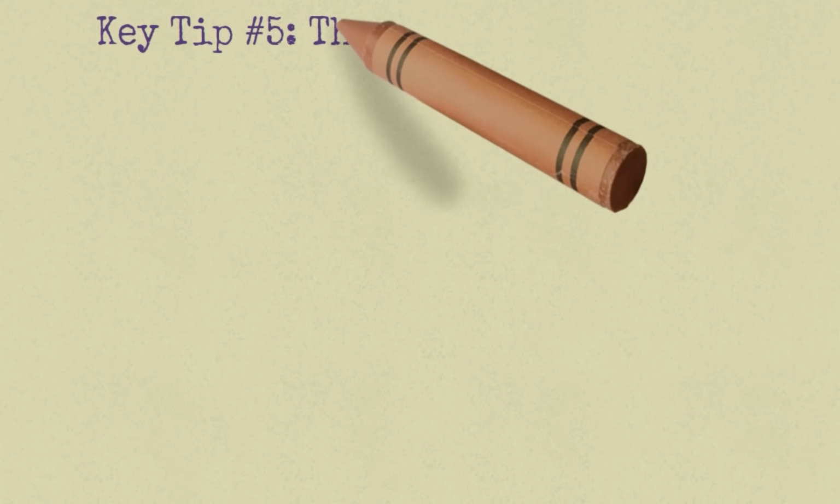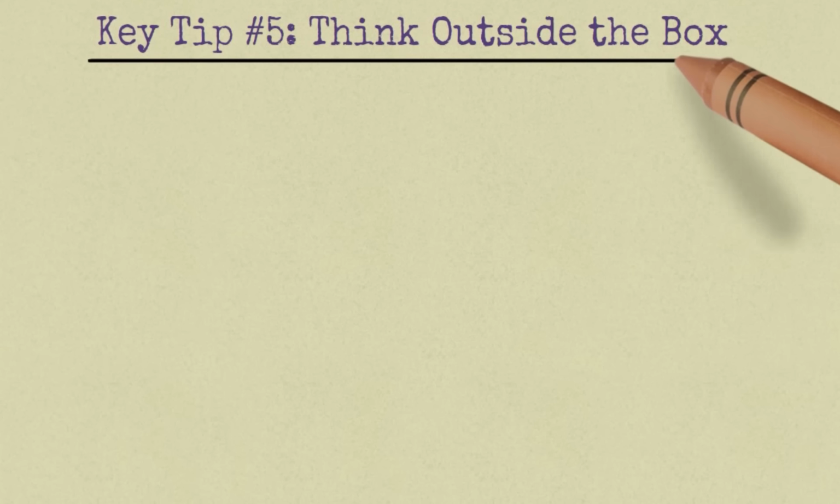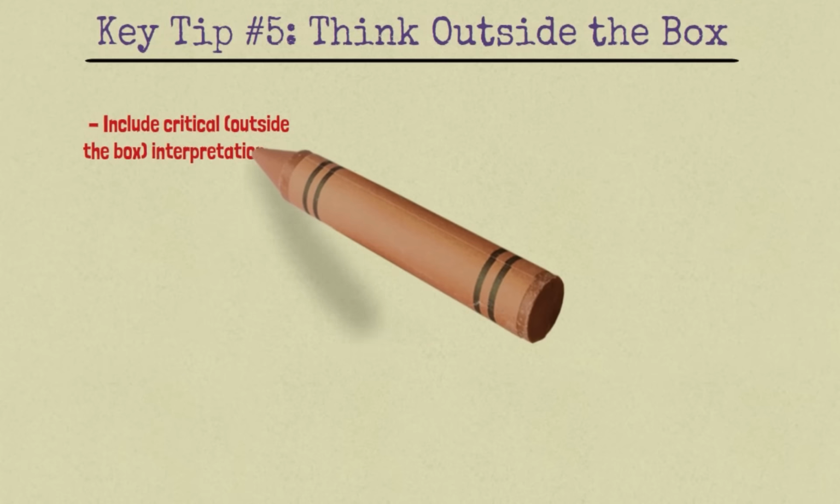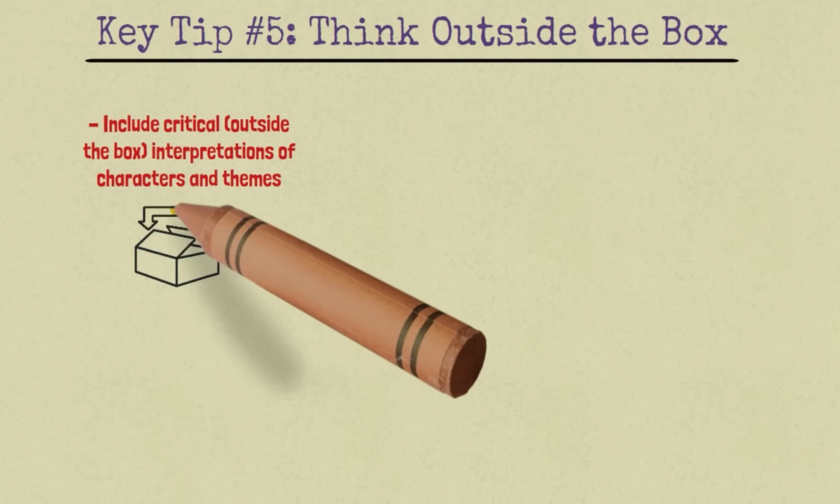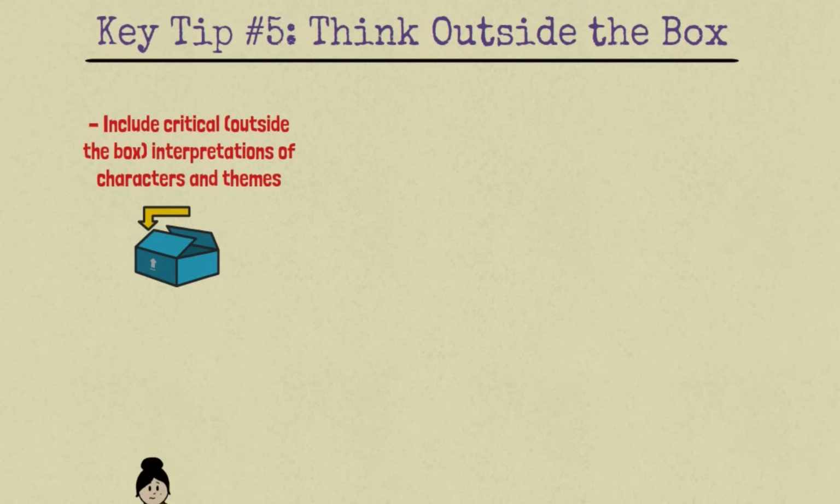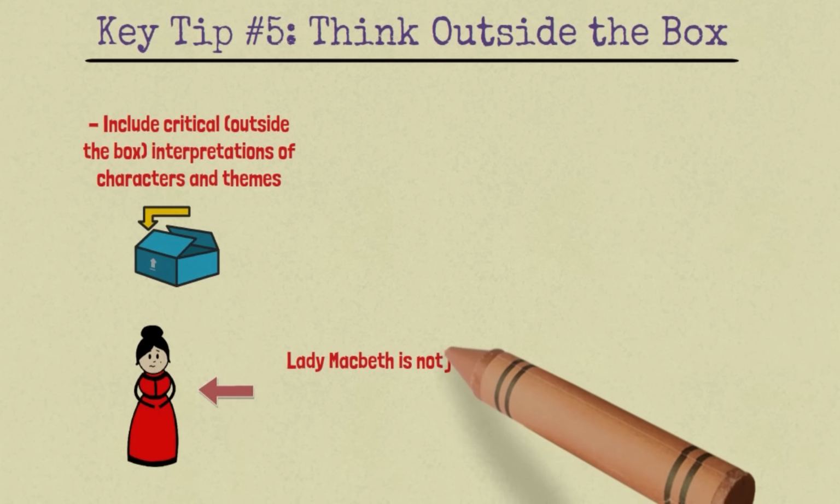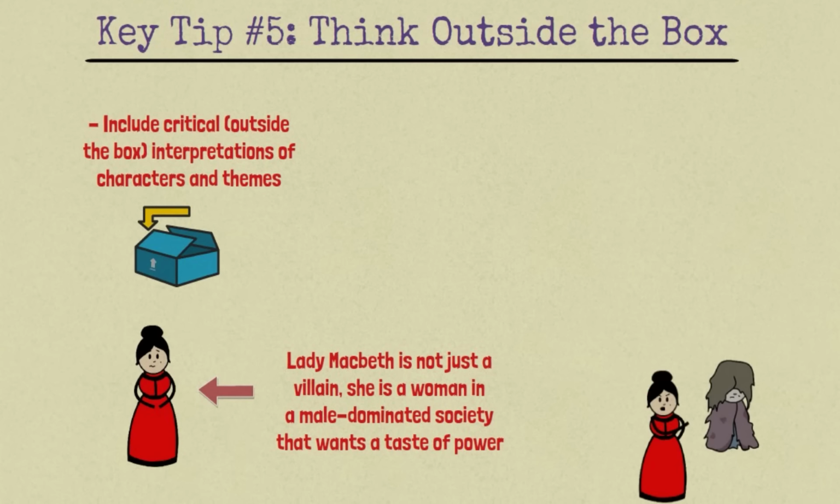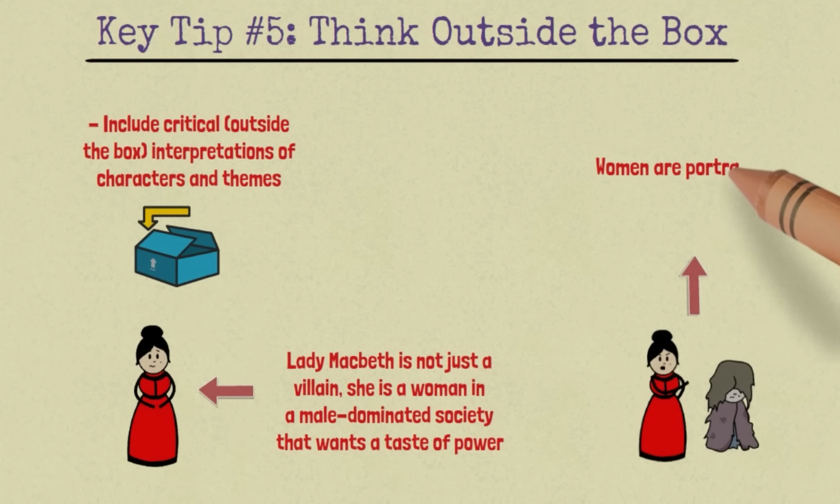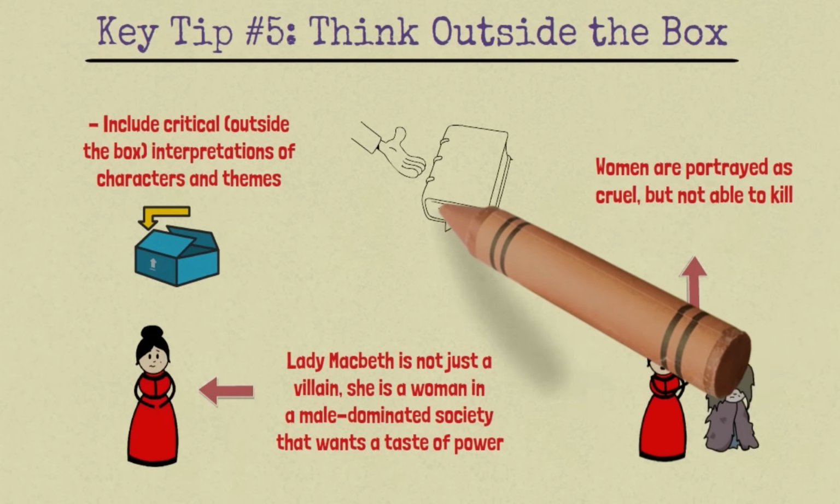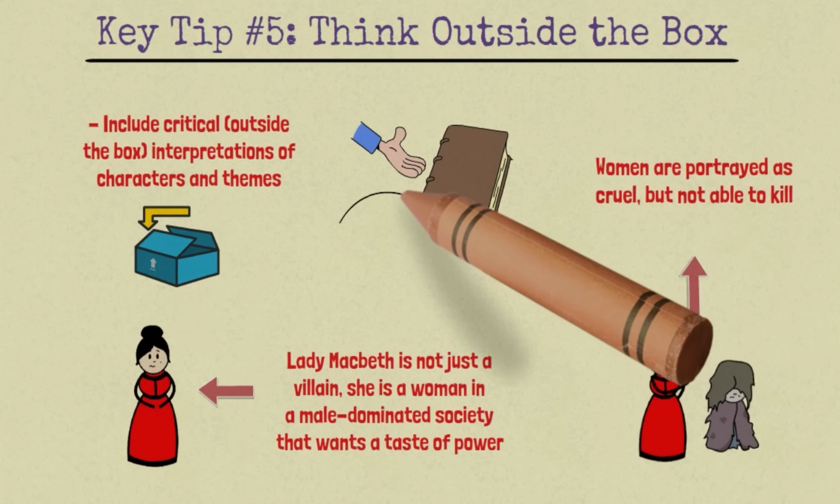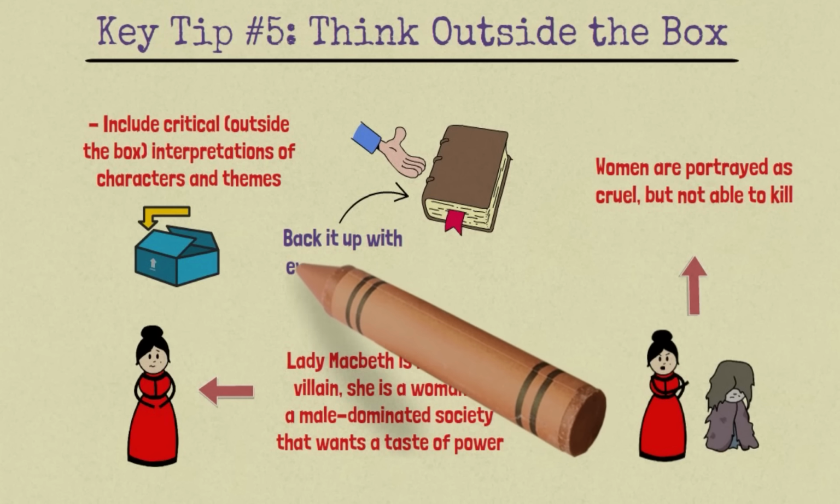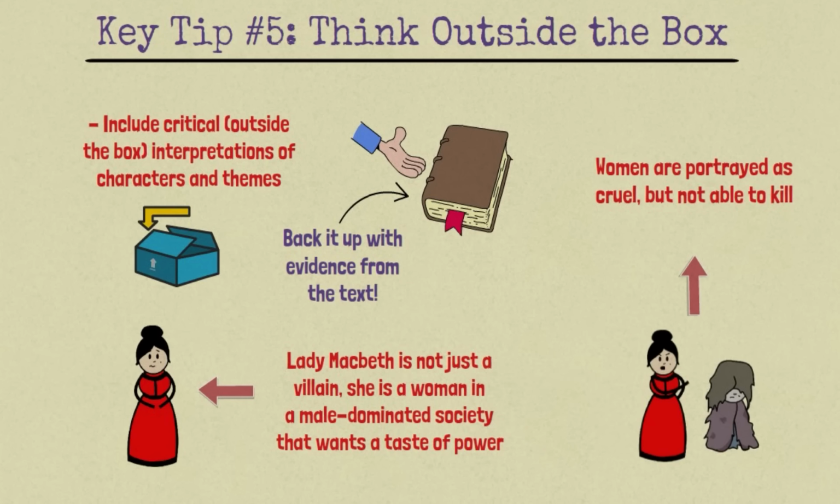And lastly, if you want to get the best grades, you need to go beyond surface level analysis and include some critical interpretations of characters and themes. I've discussed many of these in this revision video, like how Macbeth and Lady Macbeth are more than just two-dimensional villains, and how the women in this play are shown to be capable of cruelty, but not murder. So try to put a different spin on your analysis, and as long as you can back it up with evidence from the text, examiners will reward your originality and extra depth.